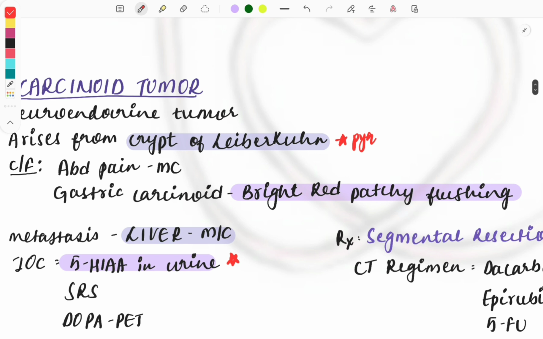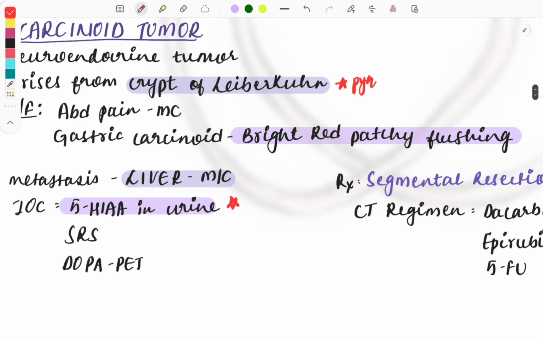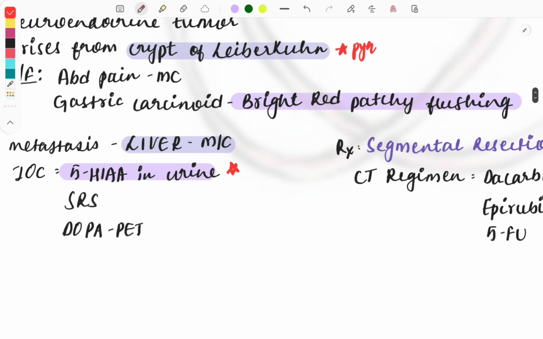Then clinical features: abdominal pain is the most common, and in case of gastric carcinoid, you can see bright red patchy flushing. Okay. Metastasis is most commonly to the liver, and the investigation of choice is 5-HIAA in the urine. And if you have solved the PYQs, you might have come across this question, that the investigation of choice for carcinoid syndrome is 5-HIAA in the urine.